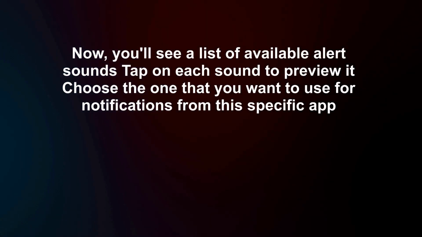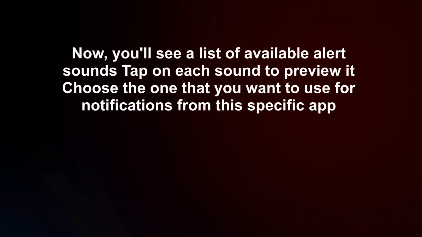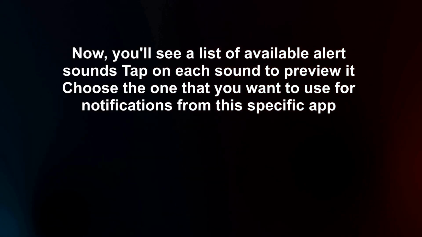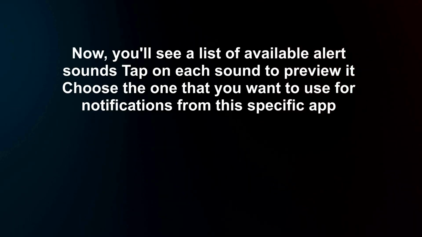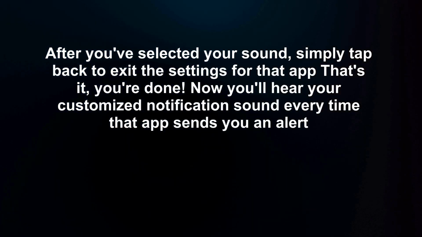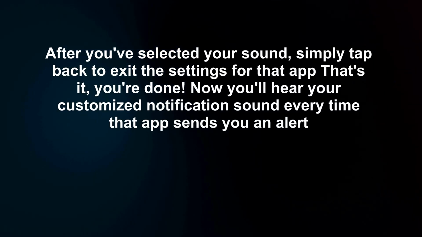Now, you'll see a list of available alert sounds. Tap on each sound to preview it. Choose the one that you want to use for notifications from this specific app. After you've selected your sound, simply tap back to exit the settings for that app.